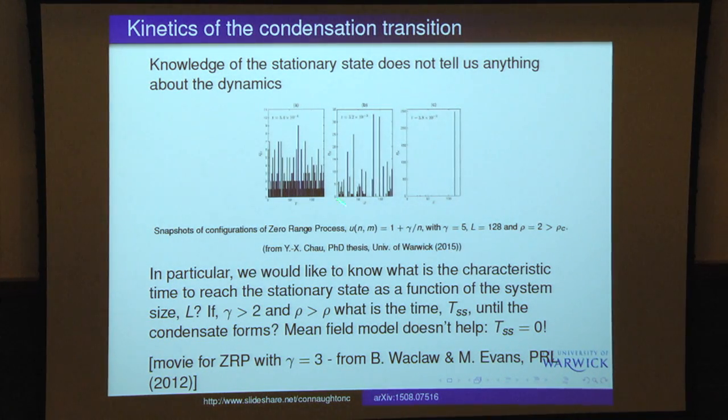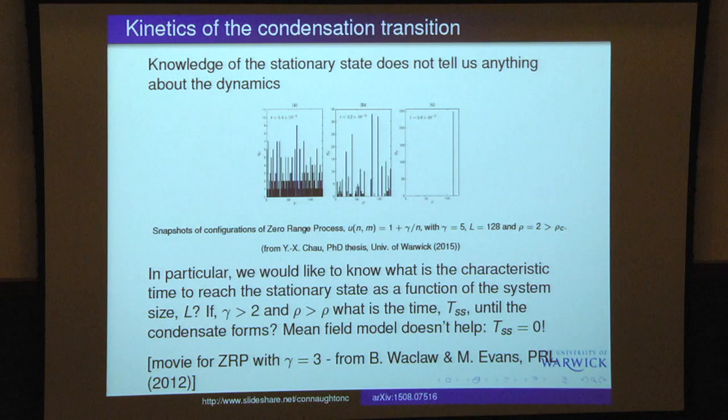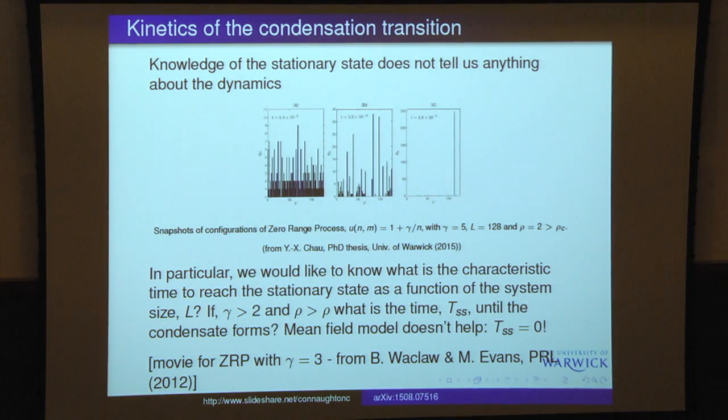These are some snapshots of the zero-range process. Here there's no dependence of the hopping rate on the target site, and what you see is that, initially, you have lots of clusters, lots of sites with different numbers of particles on them.